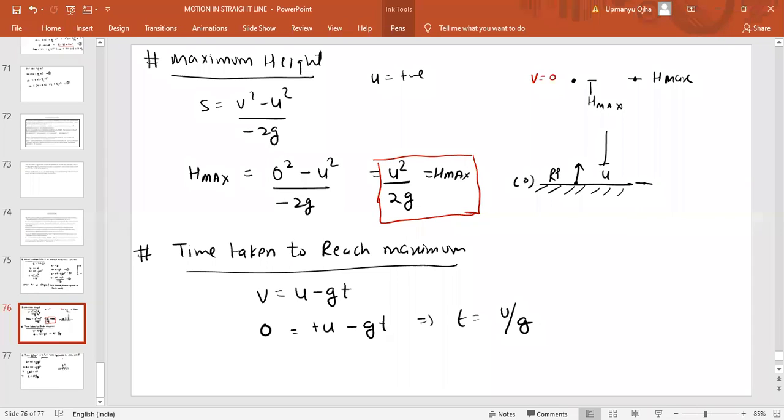Any other doubts? See, if you are using the formula s equals v square minus u square by minus 2g, the final velocity is 0. So 0 square minus u square by minus 2g comes to u square by 2g only; the minus will not come. Ascent means the particle is moving upward. Descent means coming downward.